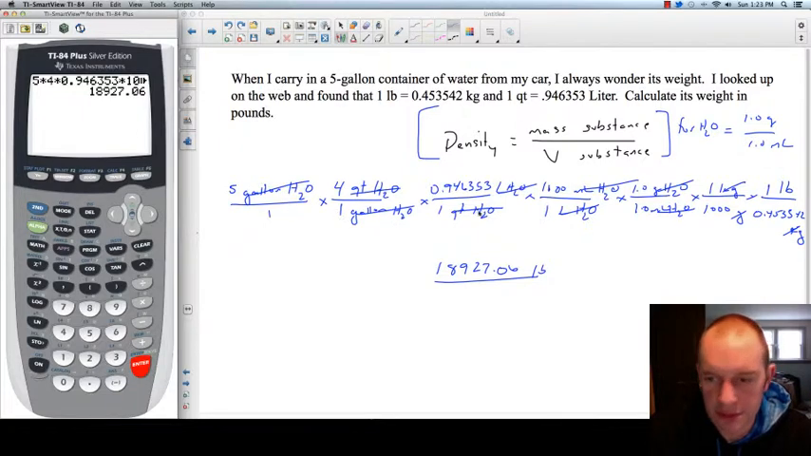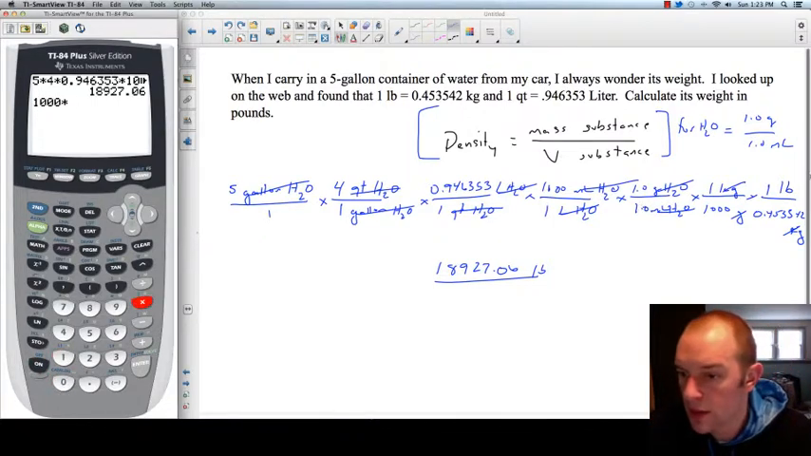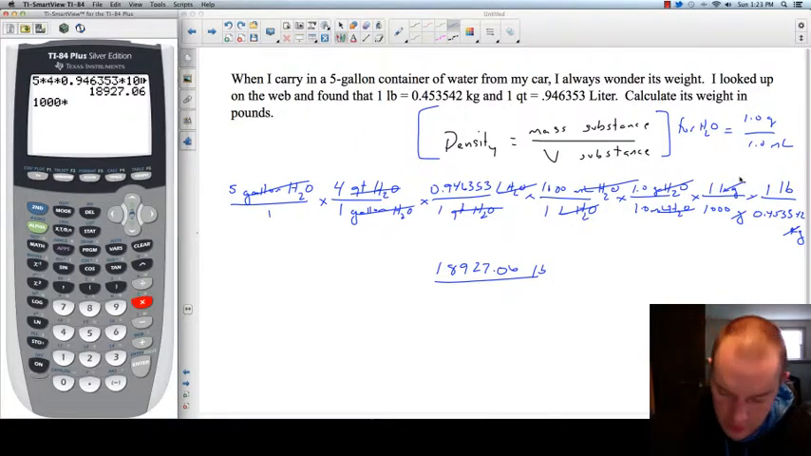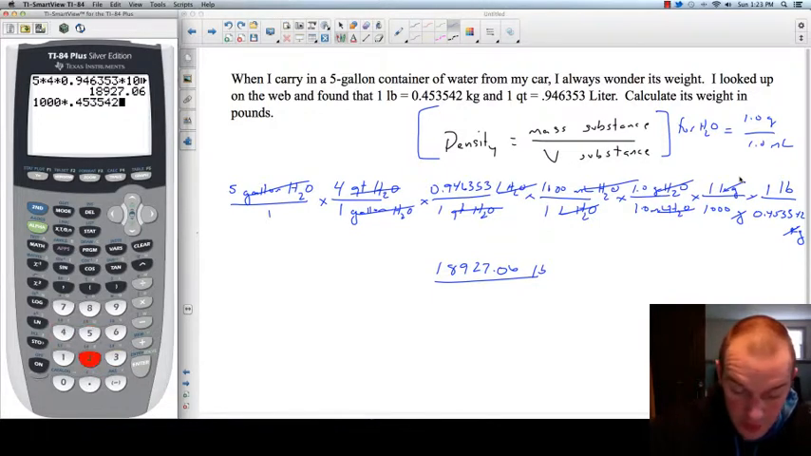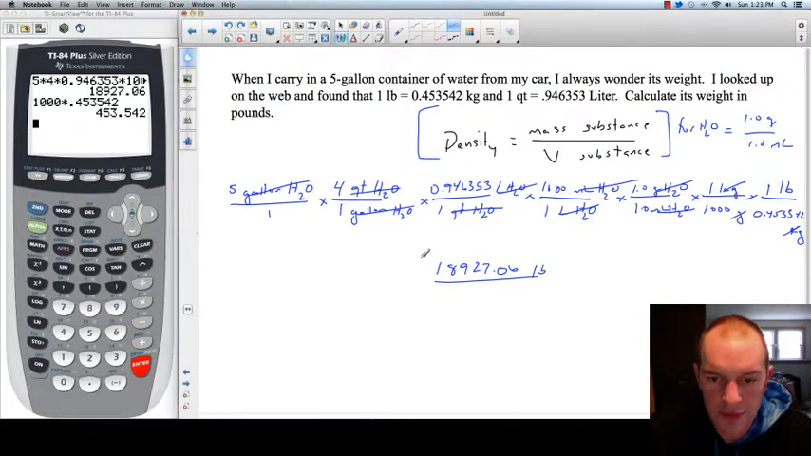1 times 1 times 1 times 1 times 1, that's 1, times 1,000 times 0.453542, and we could do this in our head, equals 453.542.